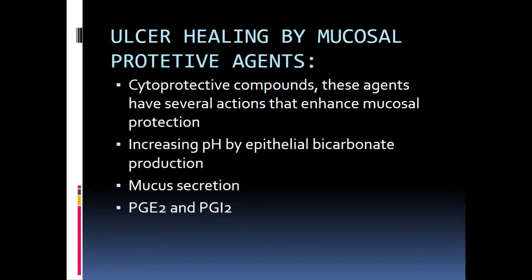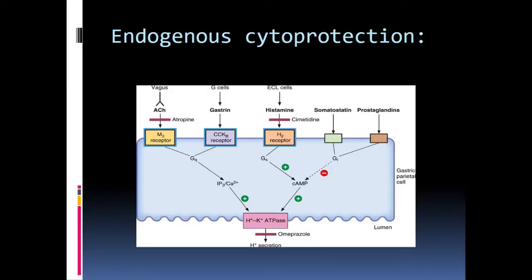I had shown you a picture in the slide last time, in which I presented three different compounds and three different receptors which are involved in HCl production, when we were discussing H2 receptor antagonists. Along with that, I told you that there are two receptors. One is the somatostatin receptor, another one is the prostaglandin receptor.